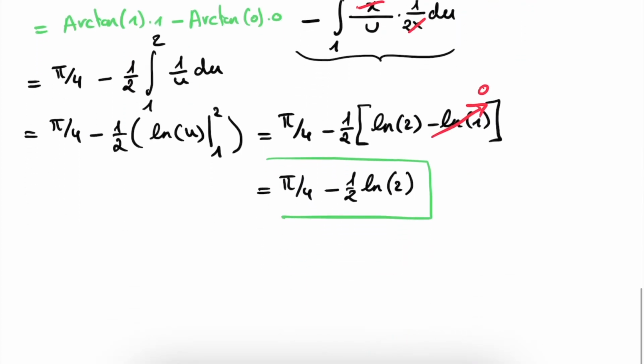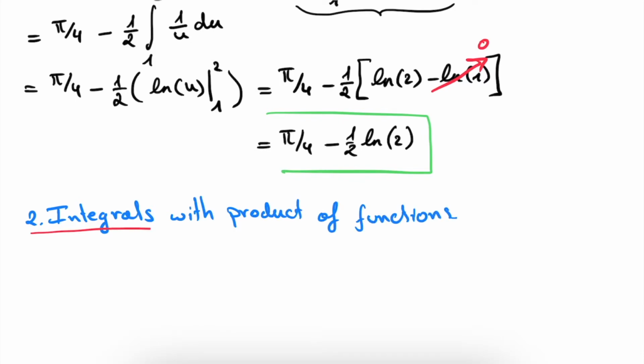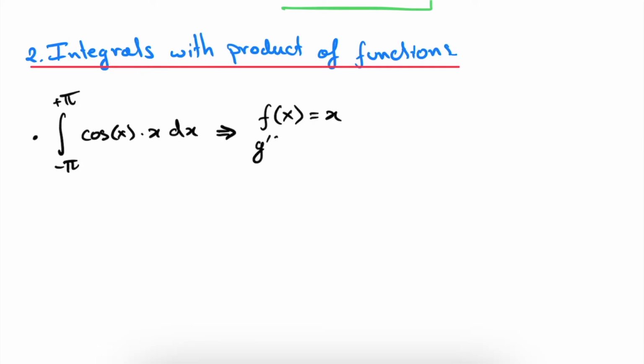We now go to the exercises where we have to solve integrals with an explicit product of two functions. And in this case, partial integration will always be the first go-to method of solving. The first integral in this category is the integral from minus pi to plus pi of cosine of x times x dx. And in this case, we clearly have two functions that are multiplied with one another, so we can directly use partial integration. First, we identify f of x as being x. And secondly, g prime of x will then of course be the cosine of x.